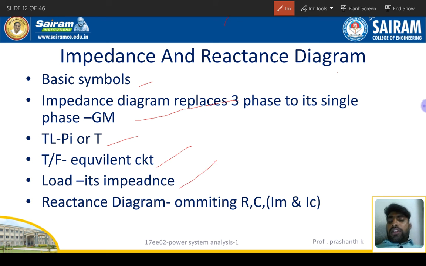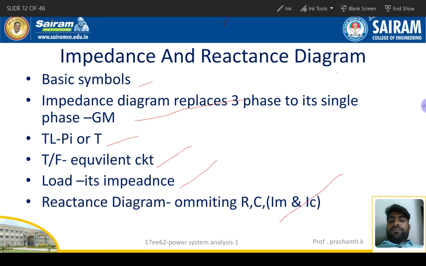And load, its impedance. So load, either it may be motor or static load. Static load in the sense stationary, okay, keep it in your mind. And then dynamic load in the sense motor, okay. Reactance diagram omitting Rc and Im, the magnetizing component, and this one, Ic, the active components, right? So we are going to omit these two parameters.